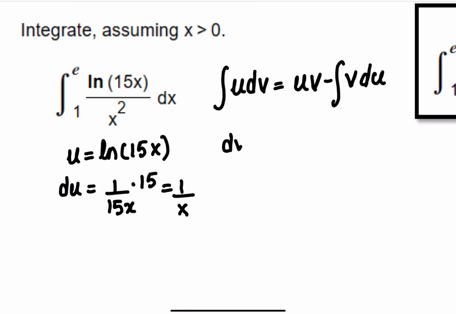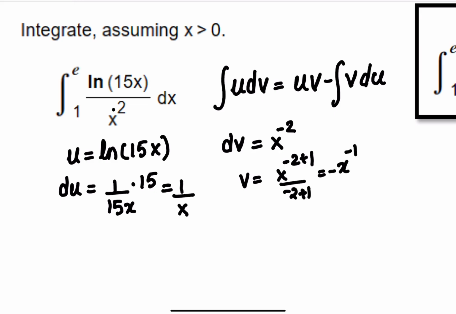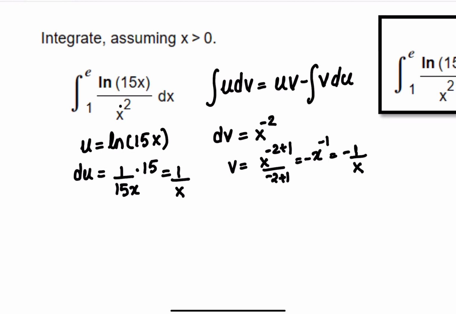Your dv is going to be x to the, I'm going to bring it to the top, so this becomes negative 2. Now, the integral of dv is going to be v. Again, I'm doing the integral. And here, it is x to the negative 2 plus 1 over negative 2 plus 1, which is x to the negative 1 over negative 1. And I can rewrite this as negative 1 over x. So now you have your u, your v, your du, and your dv. Go ahead, plug it in.